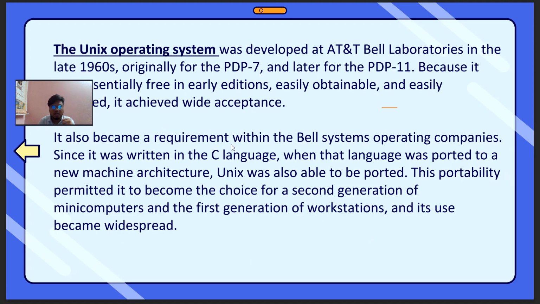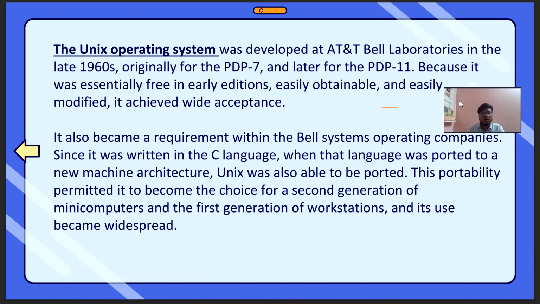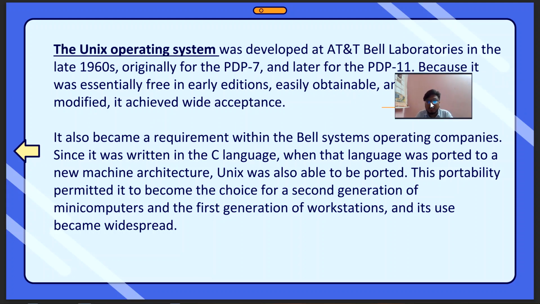The rise of Unix. The Unix operating system was developed at AT&T Bell Laboratories in the late 1960s, originally for the PDP-7 and later for the PDP-11. Because it was essentially free in early editions, easily operable and easily modified, it achieved wide acceptance. It also became a requirement within the Bell Systems operating company. Since it was written in the C language, when that language was ported to a new machine architecture, Unix was also able to be ported. This portability permitted it to become the choice for a second generation of many computers and the first generation of workstations, and its use became widespread.